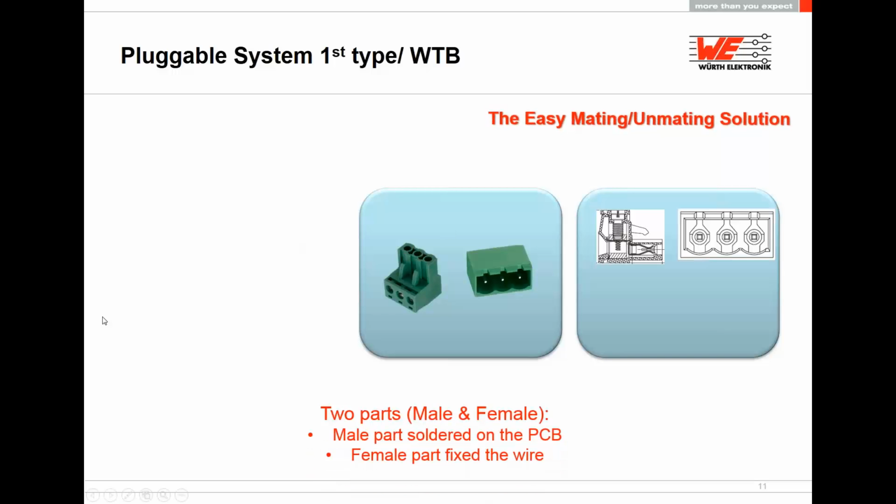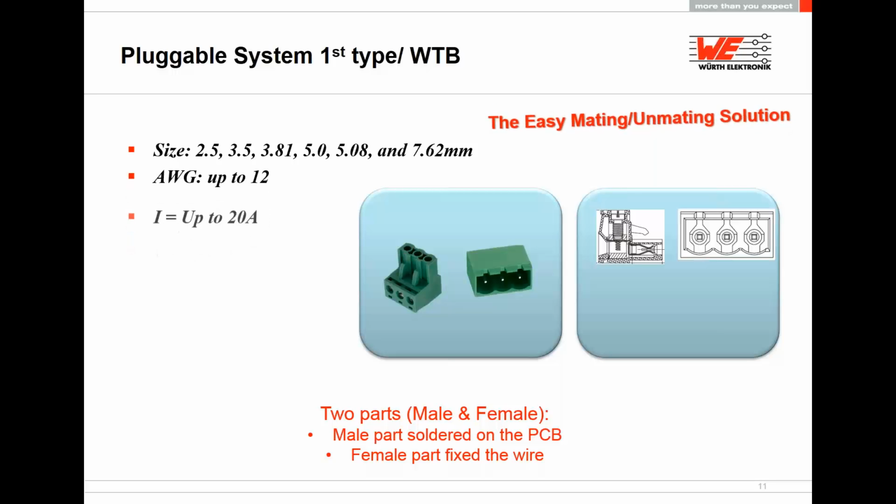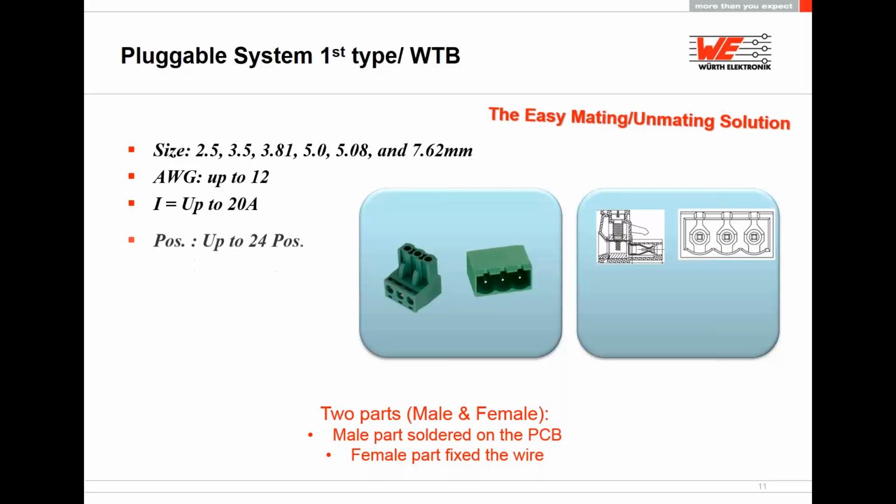Because it's a pluggable system, it comes in two parts, the male and the female. The male part is soldered to the PCB, and the female is hooked to the wire. As you see, the pitch is from 2.5 up to 7.62 millimeter. Wire gauge up to 12. Rated current up to 20 amps. Number of positions up to 24.